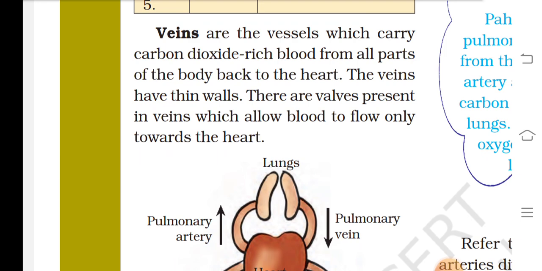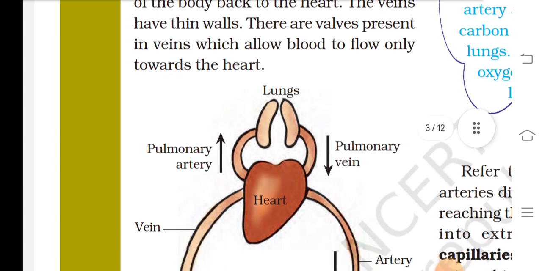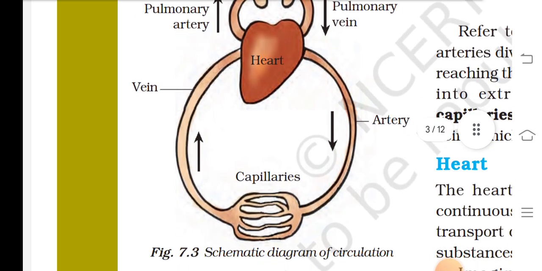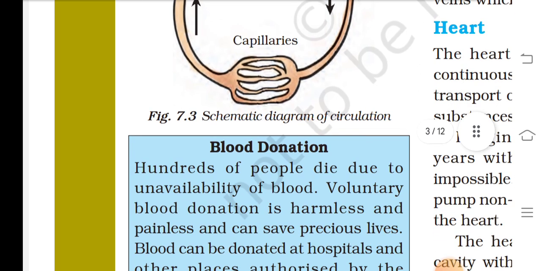back to the heart. The veins have thin walls. There are valves present in veins which allow blood to flow only towards the heart. Lungs, pulmonary vein, pulmonary artery, veins and artery, capillaries, system.